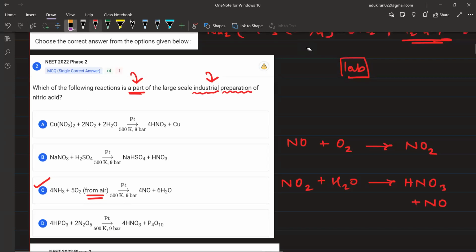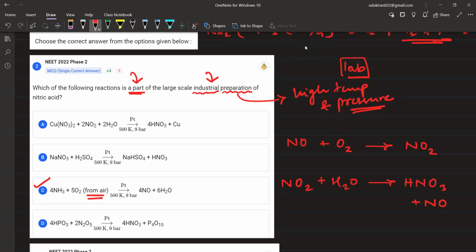One more thing about industrial preparation is that it uses high temperature and pressure. Will you please write this down? This was a completely factual question. If someone remembers, they can answer it; otherwise, some of you can make a guess by looking at the industrial preparation.